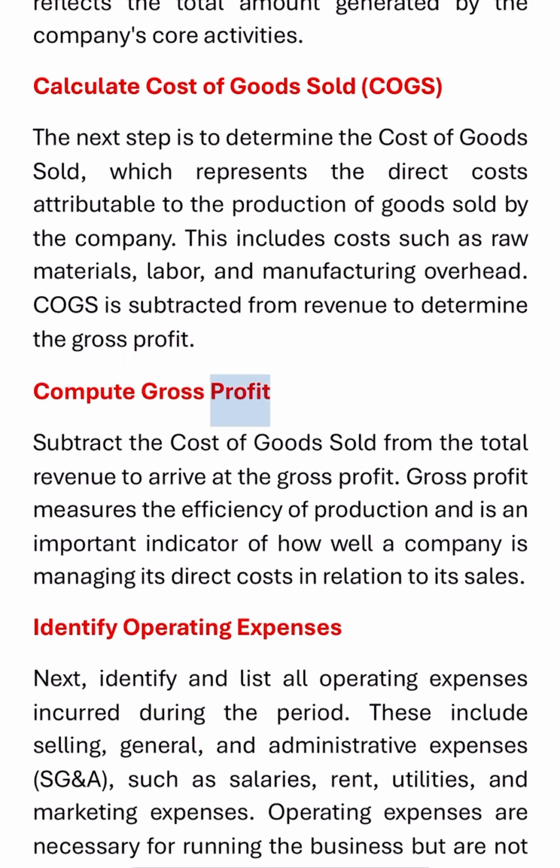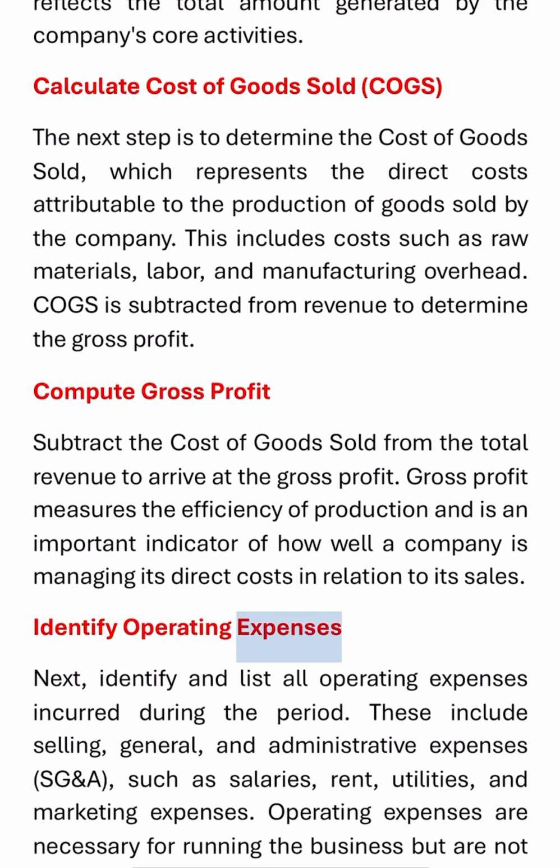Compute gross profit. Subtract the cost of goods sold from the total revenue to arrive at the gross profit. Gross profit measures the efficiency of production and is an important indicator of how well a company is managing its direct costs in relation to its sales.